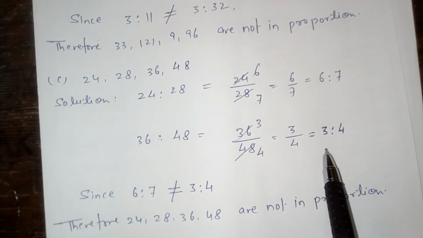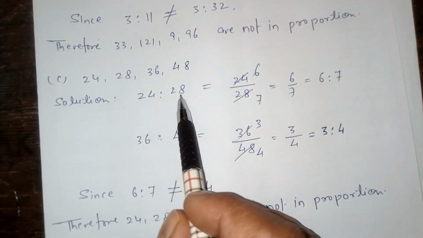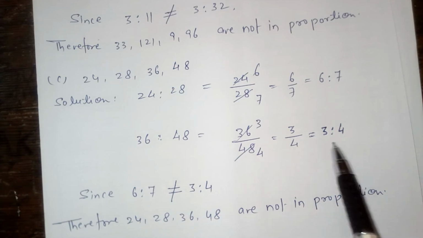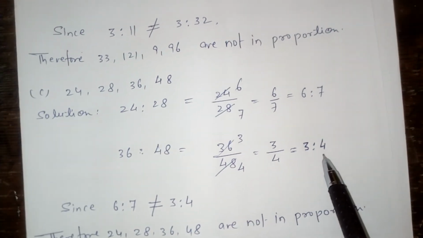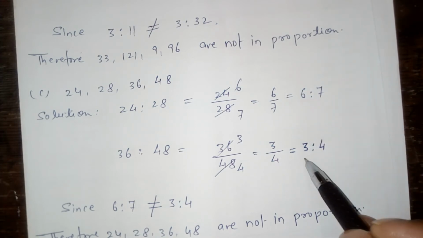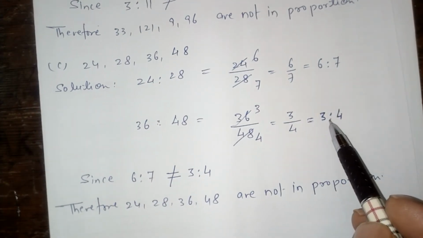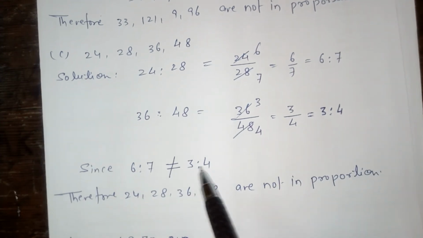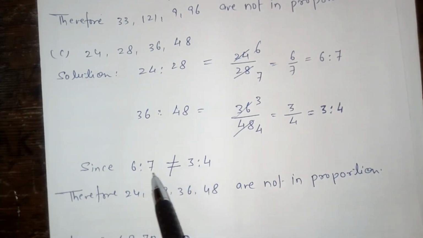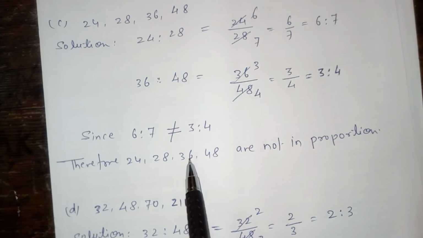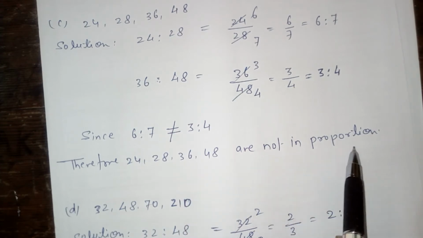My dear student, as you are looking after the calculation, the ratio of first and second number is 6:7, and the ratio of third and fourth number is 3:4. So in this solution 6:7 and 3:4, these two ratios are not equal. Therefore 24, 28, 36, 48 are not in proportion. Okay.